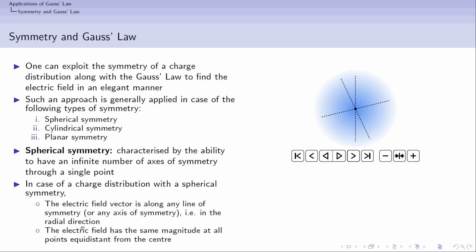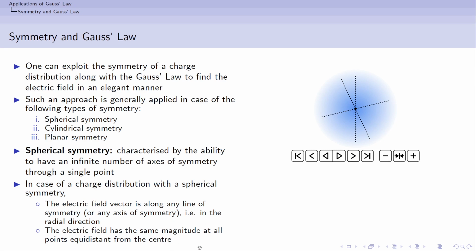And the second thing is, like we saw in the case of the butterfly, if you move the same distance on either side along a line of symmetry, the situation looks exactly the same. So in a similar way, if I move some distance a along this direction, and I move the same distance a along this direction, then the distribution here and the distribution here will be exactly identical, and so the electric field at this point and the electric field at this point will also be identical. Okay, so the electric field has got the same magnitude at all points which are equidistant from the center.